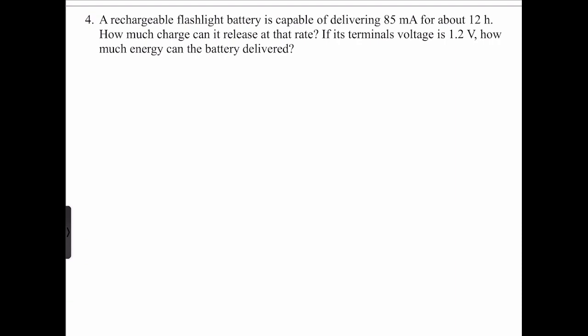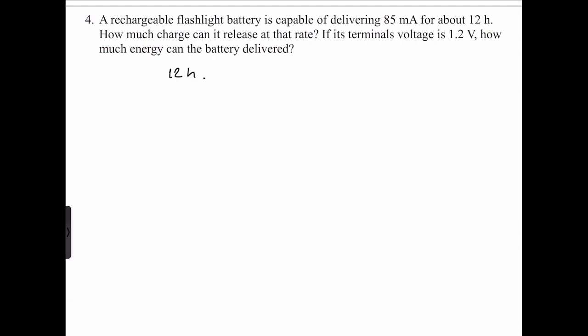So for the fourth problem, 2 question marks. So we know we're going to have to find 2 parts. A rechargeable flashlight battery, so we're dealing with a battery, is capable of delivering 85 milliamperes of current for about 12 hours. How much charge can it release at that rate? If the terminal voltage is 1.2 volts, how much energy can that battery deliver? As always, when we're dealing with charge, the time should be in seconds. So 12 hours.